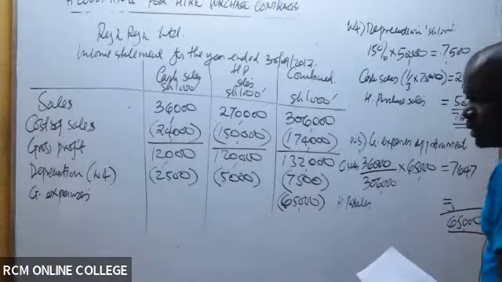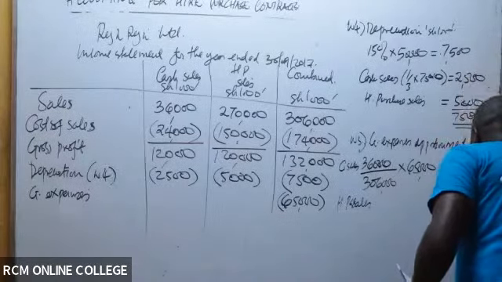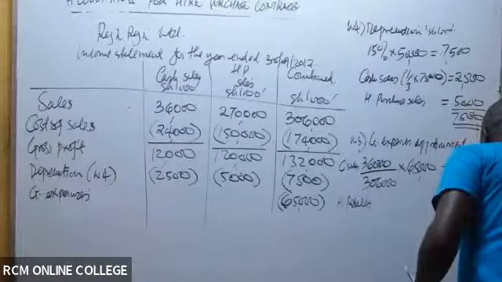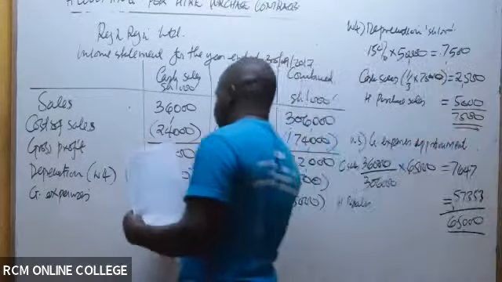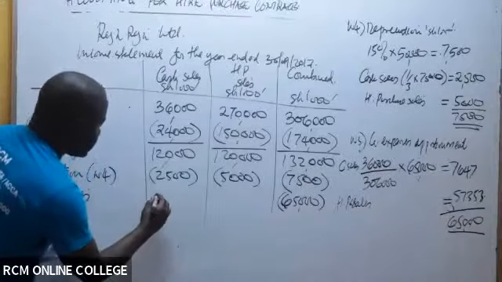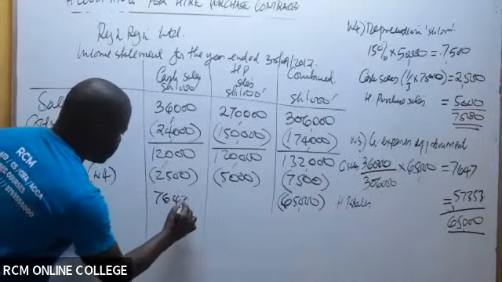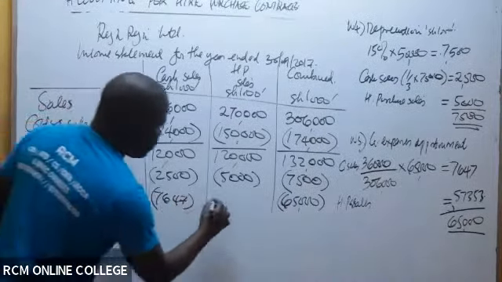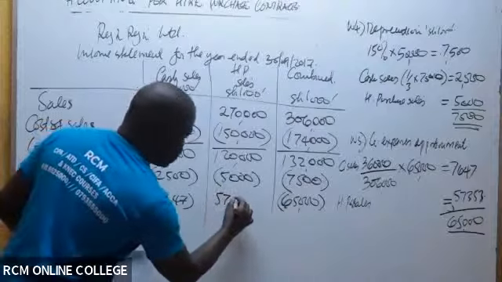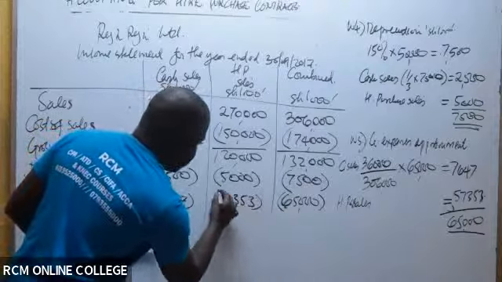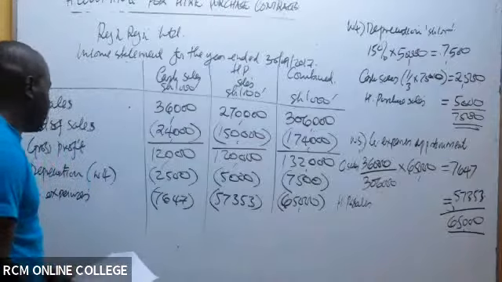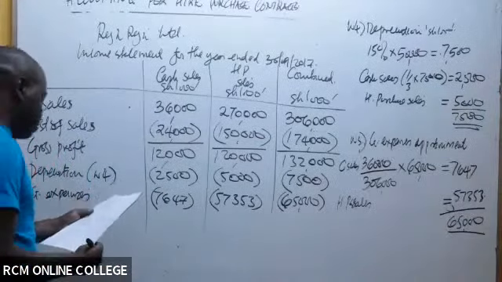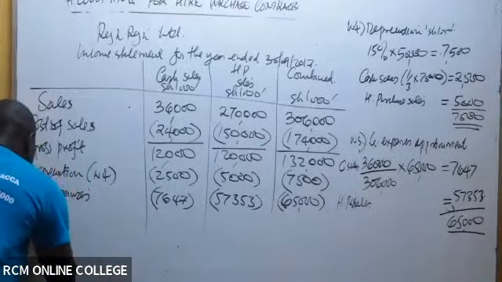You get 57,353. So you can come and actually put them here. This one is 76,47. This one is 57,353. Then the last item is provision for unrealized profits.